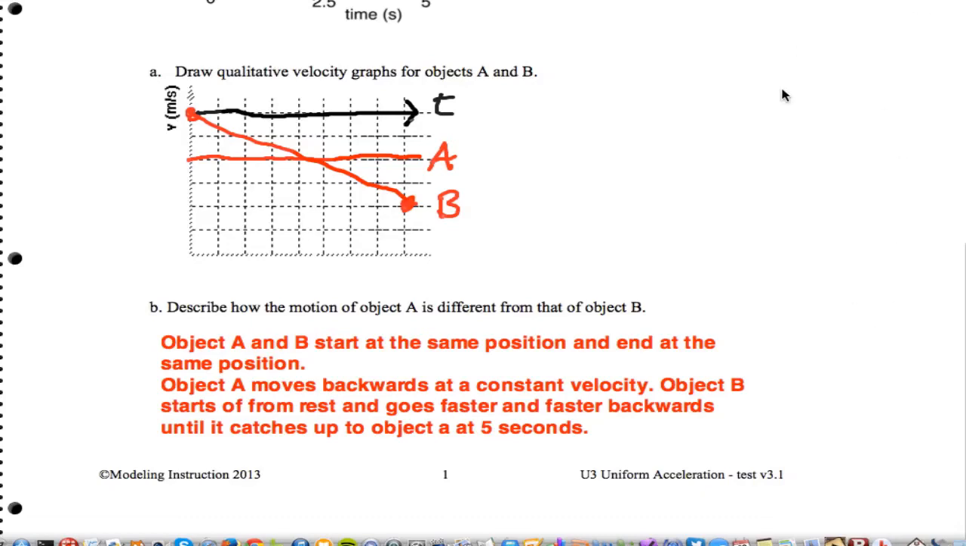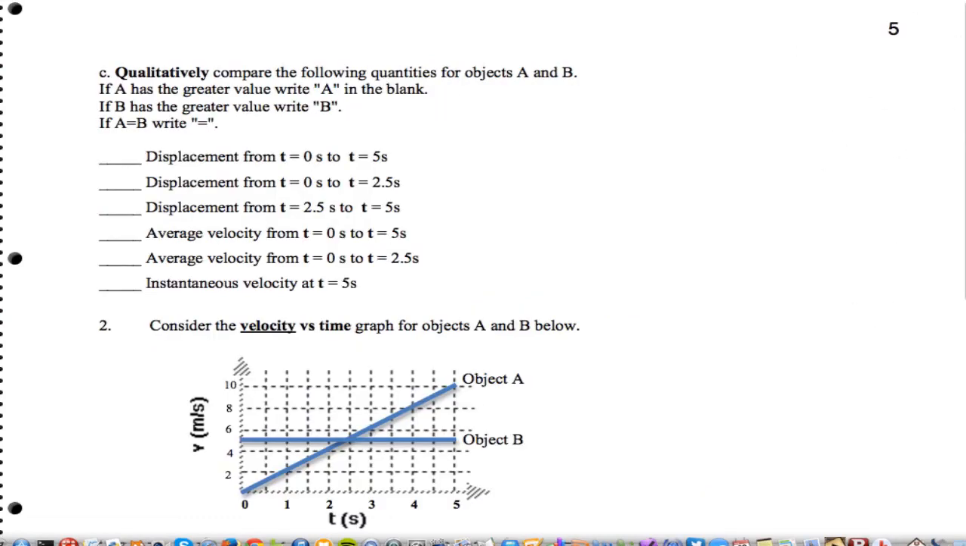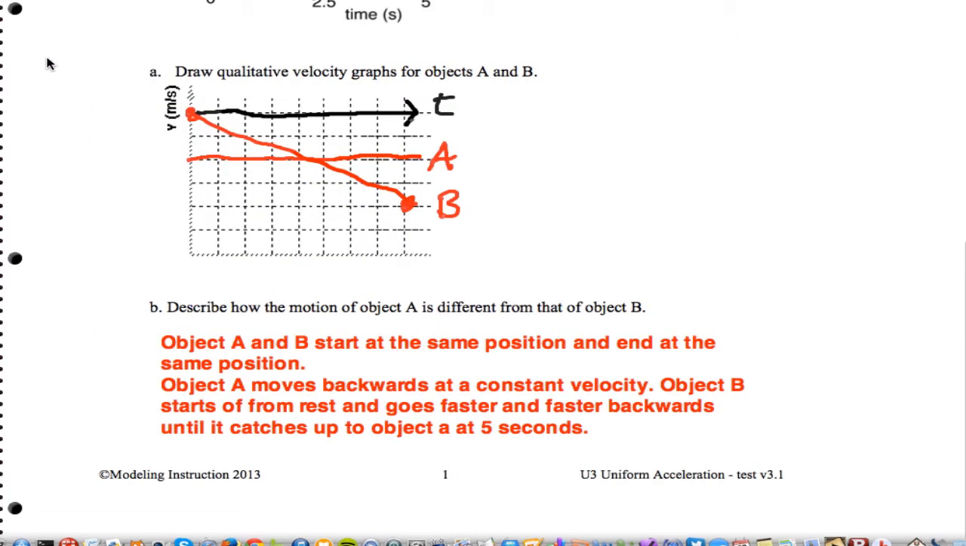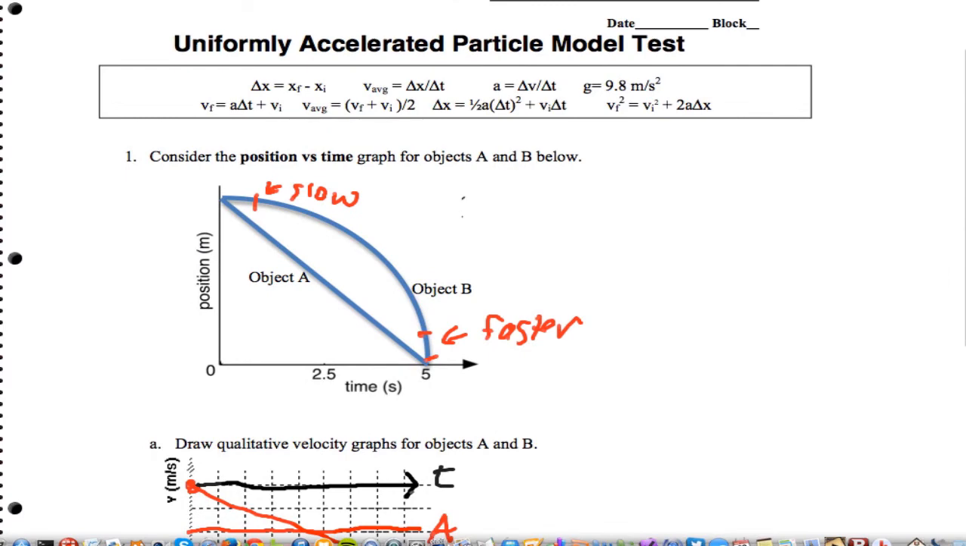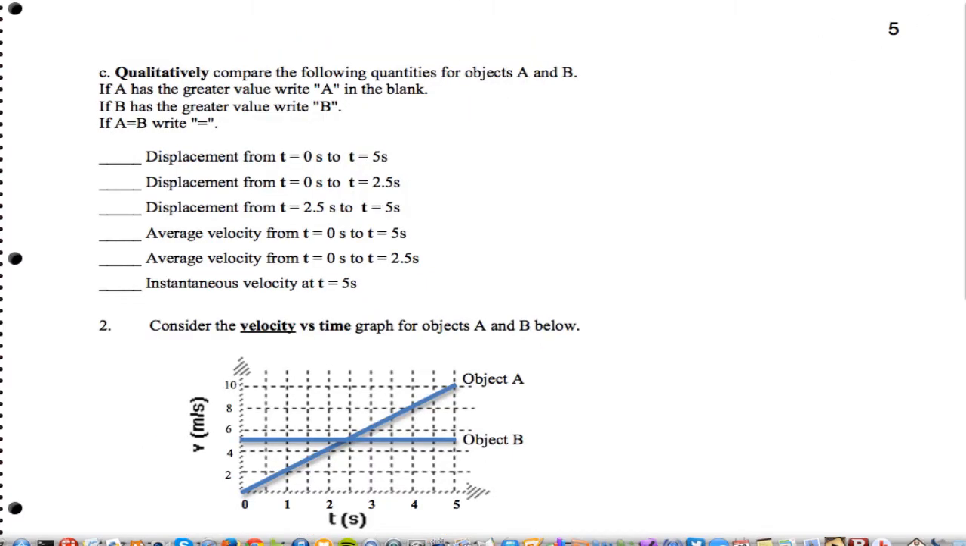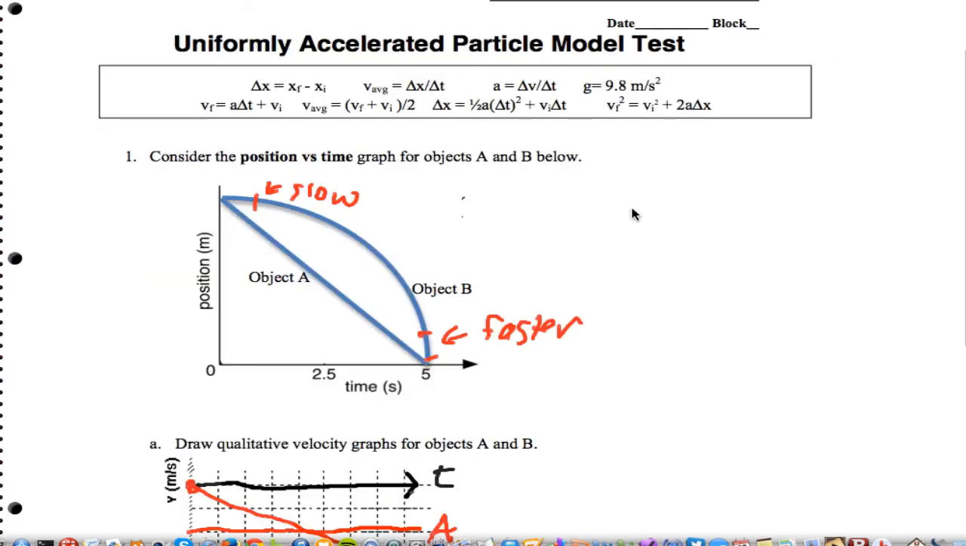All right, now let's do the second page. So we want to compare which object has greater displacement and average velocities in these situations. So here we go. I have object A and B, and we want to compare the displacement over 5 seconds. Let's remember displacement means final position minus initial position.